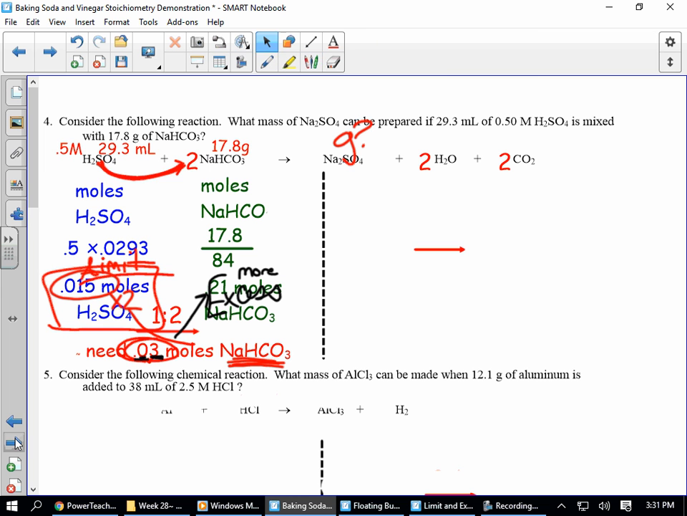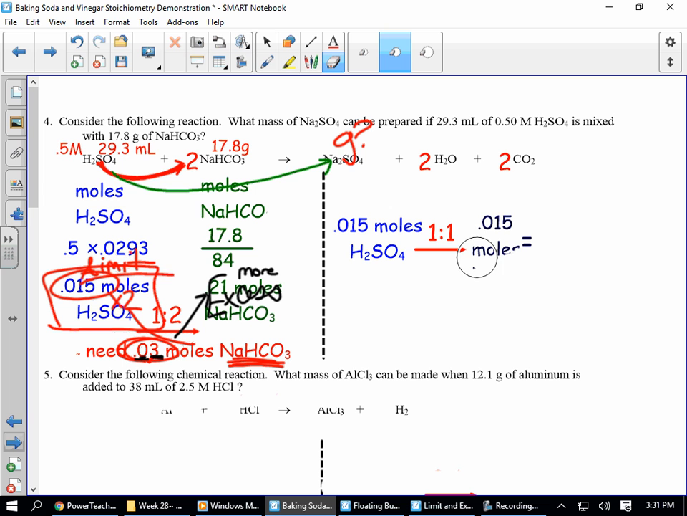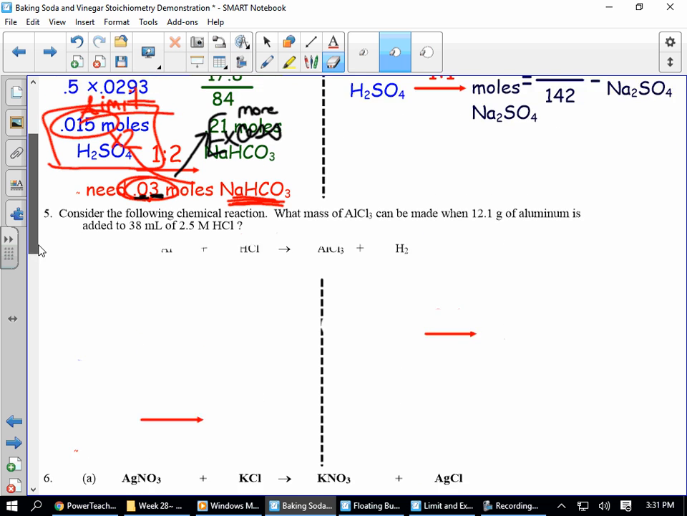Okay, so again, if that's all you need, pause the program so you can figure out where you're headed. So I'm going to take my limiting factor, and I'm going to go to my target from here to here. That's a 1 to 1 ratio. So now I have 0.015 moles of sodium sulfate. The question though is what mass of sodium sulfate. So I'm going to multiply it by 142, which is the formula weight, and I get 213 grams. All right, I would say pause the program and see if you can figure out number 5.